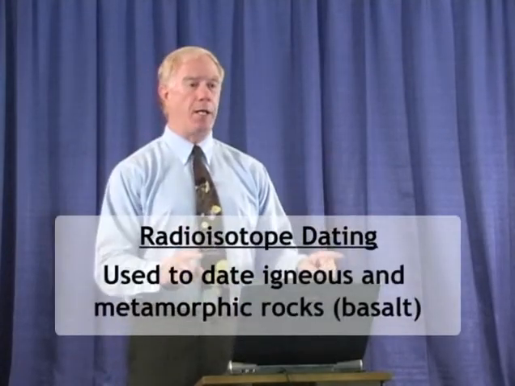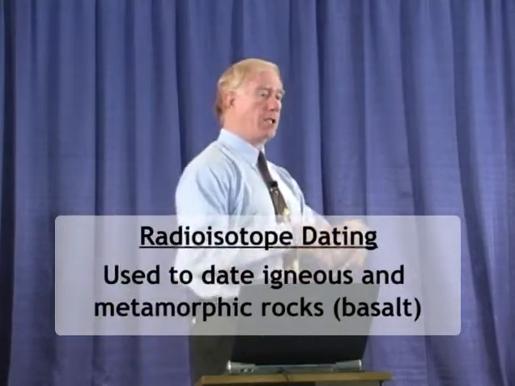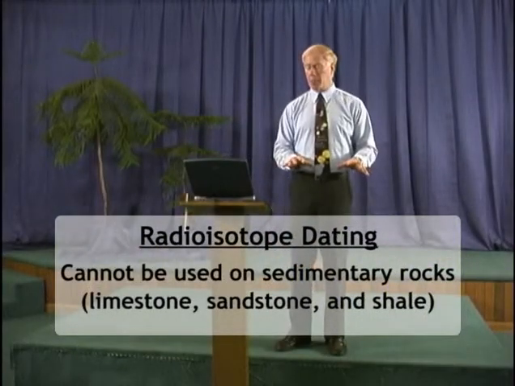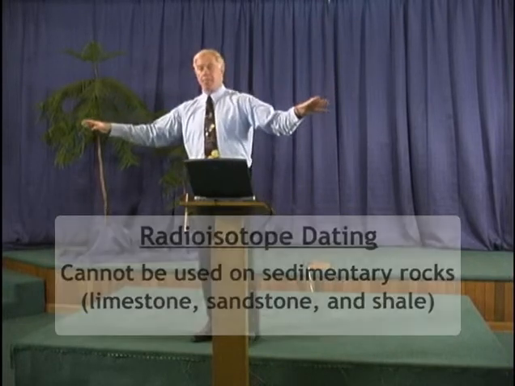Now, how does this radioisotope dating work? Well, first of all, radioisotope dating methods are used to date igneous and metamorphic rocks, such as basalt and lava flows. They cannot be used to date organic material or sedimentary rocks, such as limestone, sandstone, or shale, which is most of this planet. They can only be used to date once-molten hot rocks that then cooled.